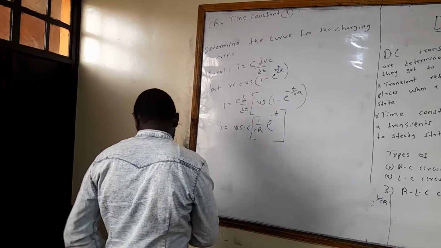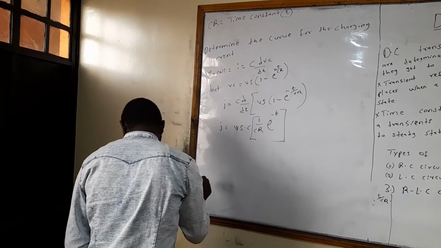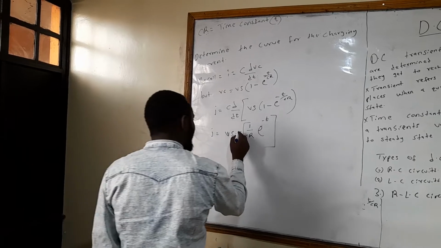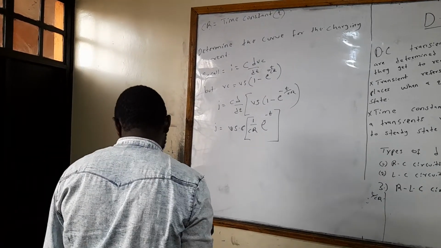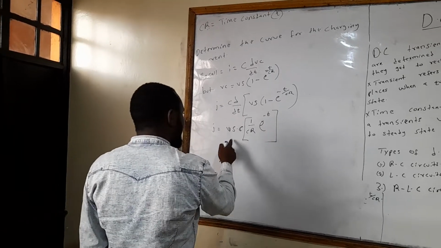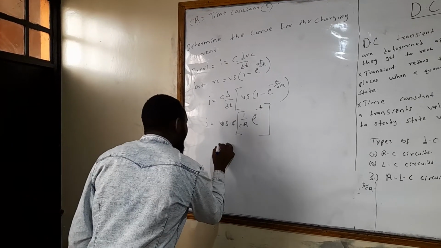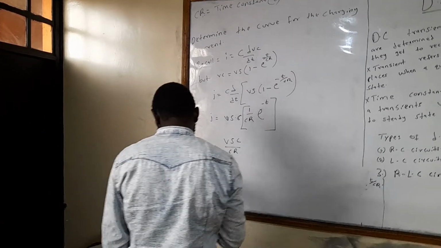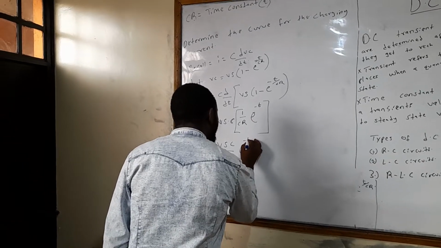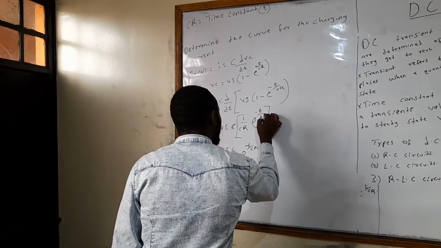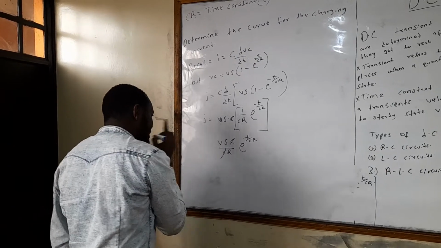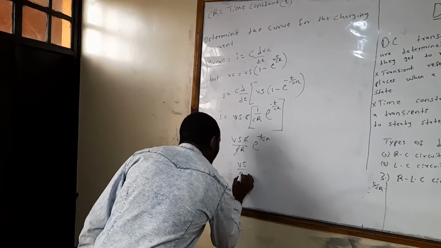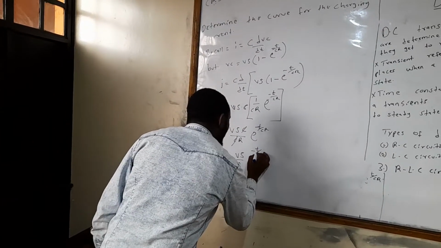I'm trying to do some few calculations so that I can confirm whether we are sailing in the same boat. Therefore, remove this one outside here. We are going to have VsC divided by CR e power negative t over CR. If you look, this C and this C will go. Therefore, we have I is equal to Vs divided by R e power negative t over CR.